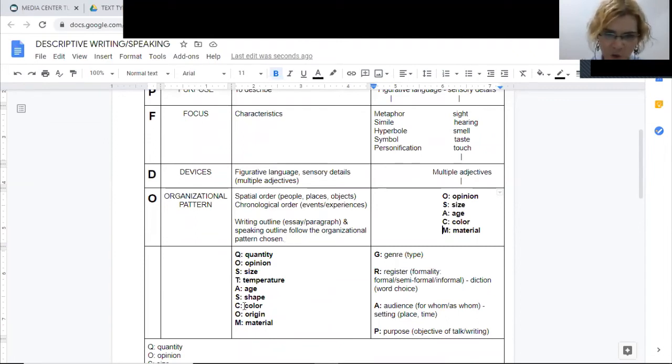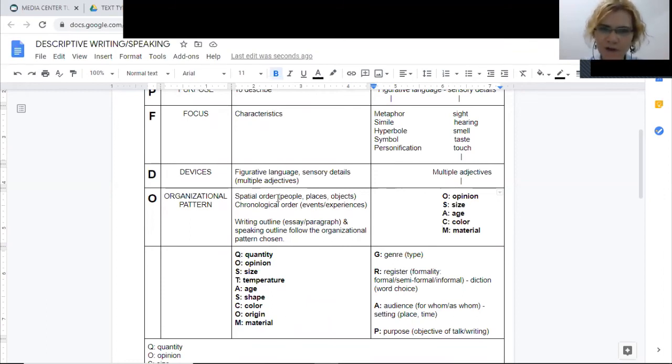So here we have a longer version, QOSTASCOM, yeah? So this is a bit more complete. So quantity, opinion, size, temperature, age, shape, color, origin, and material. And it's got to be in the same order. That's why the order is important. You've got to hold the same order, yeah?